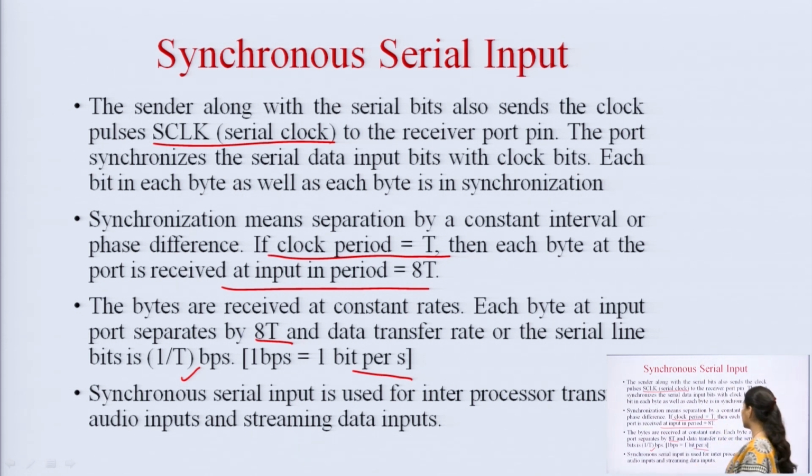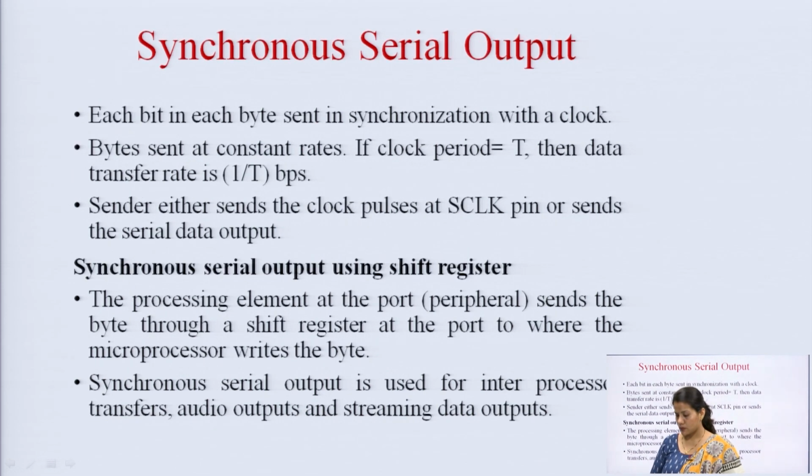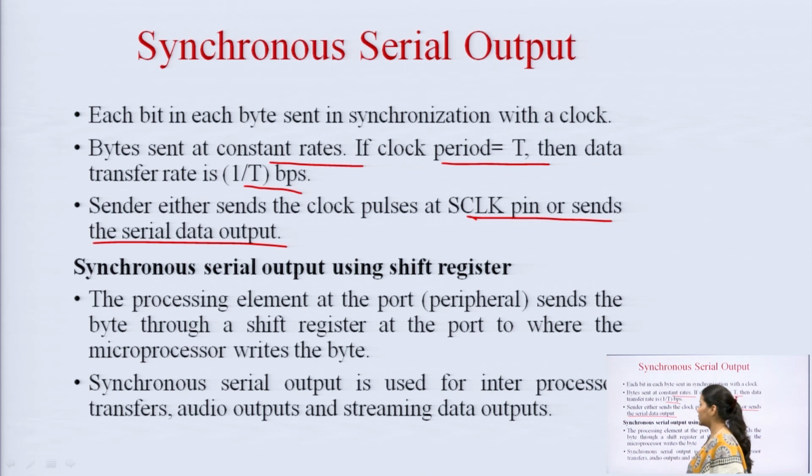Synchronous serial input is used for inter-process transfers, audio inputs and streaming data inputs, because they need synchronization. When we talk about synchronous serial output, again each bit in each byte is sent in synchronization with the clock. Bytes are sent at constant rates. If the clock period is T, then the data transfer rate is 1 by T bits per second. The sender sends the clock pulses at the SCLK pin along with the serial data output. So, both these things are synchronized.